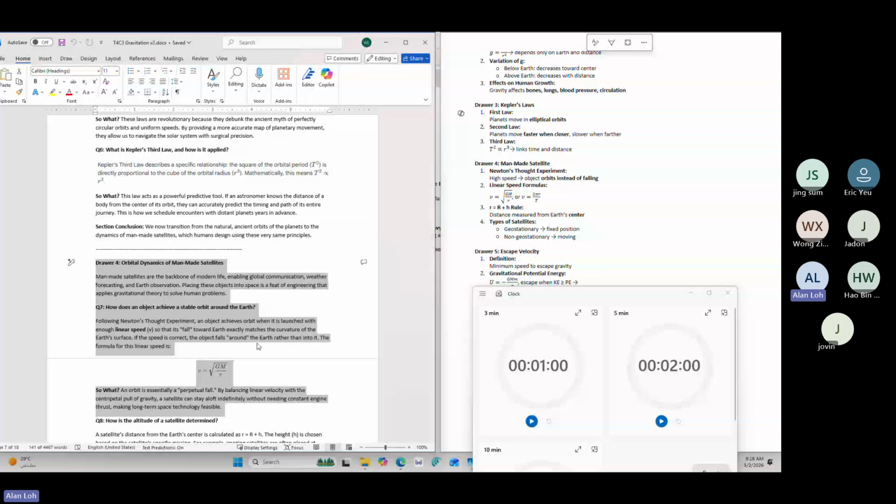If you throw it harder, that means the velocity is faster. Then you still fall on the ground, but further. But if you throw it even harder, you still fall into the ground, but it's even further, right? So point A is nearer, point B is further, point C is the furthest.